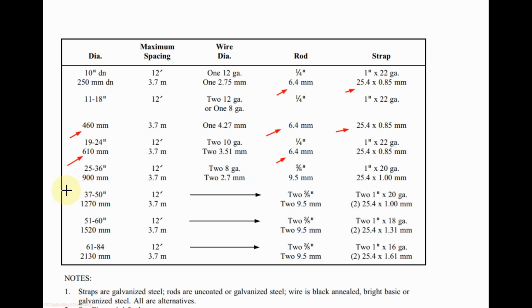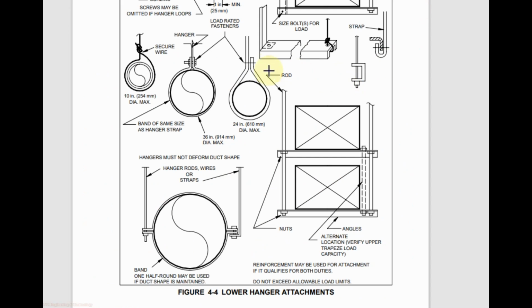For a round duct up to 900 millimeter, we can use a single rod of 9.5 millimeter diameter or a strap of 25.4 millimeter with a thickness of 1 millimeter. Then for a round duct having diameter greater than 900 millimeter and up to 2130 millimeter, we need to use two rods having diameter 9.5 millimeter. You can see in this picture, this is round duct support with single rod and this is round duct support with two rods.